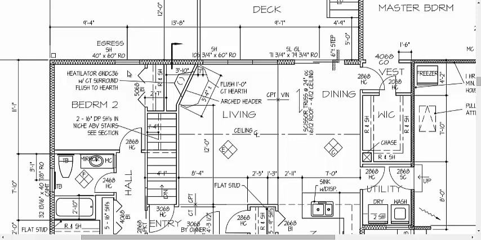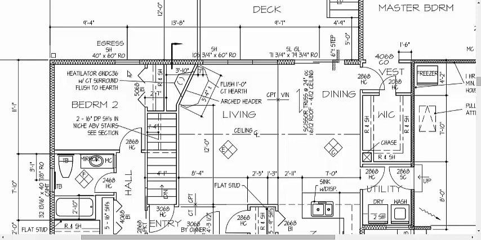An egress window has to be a certain size, big enough so that somebody can climb out. It has to be a certain maximum distance off the floor. So if you're a little kid in that bedroom and you have to get out, you don't want to climb 6 feet. Usually I think it's like 40 or 42 inches off the floor at maximum. So this window is 40 inches wide and 60 inches tall, and that's a rough opening.